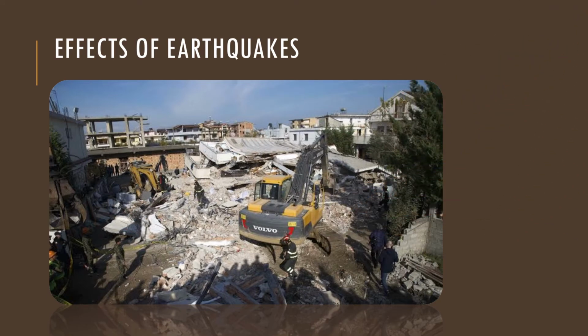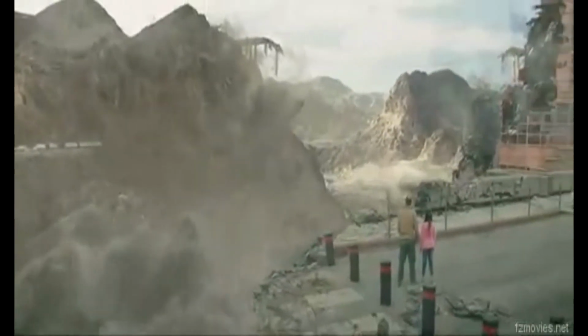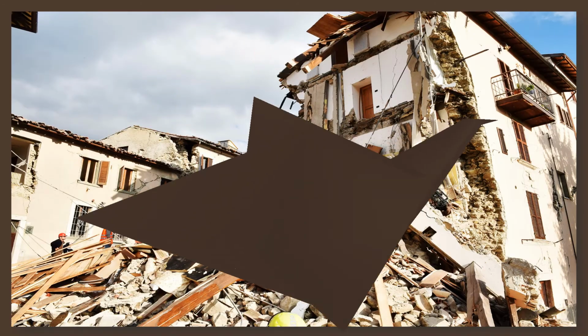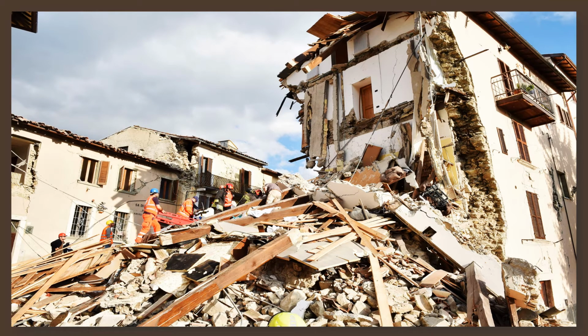Effects of earthquakes. Earthquakes actually do the most damage in urban areas where the shaking of the earth causes buildings to fall down. And the places that are near to the ocean are also at risk from giant waves, which are called tsunamis. People are injured and killed by these buildings that are falling down.